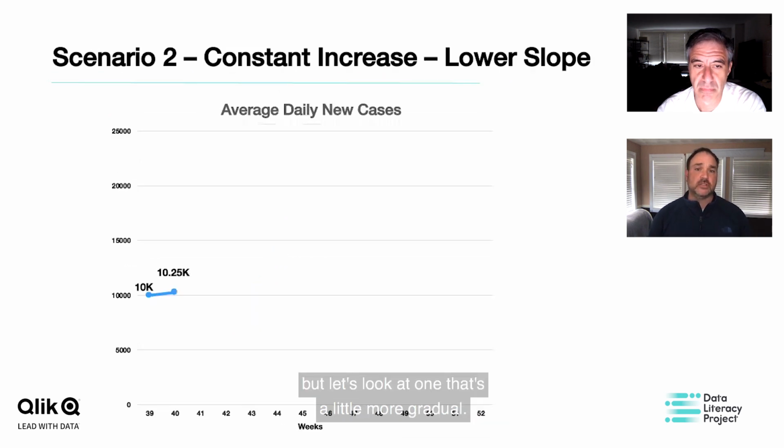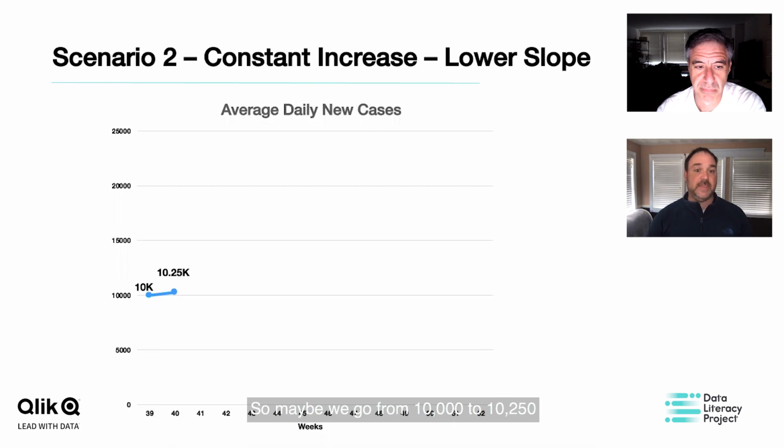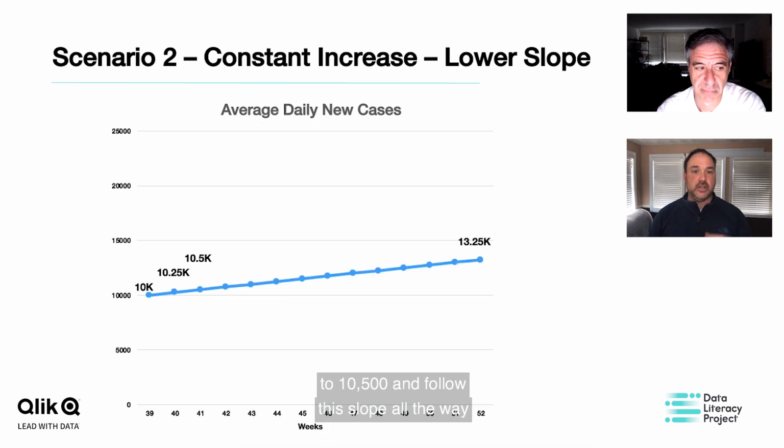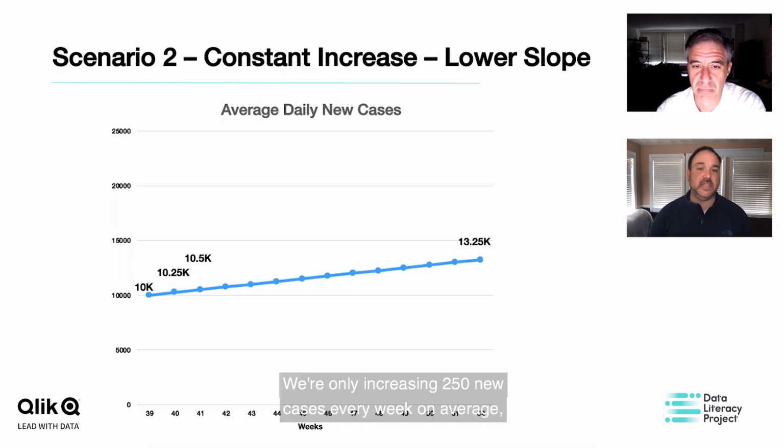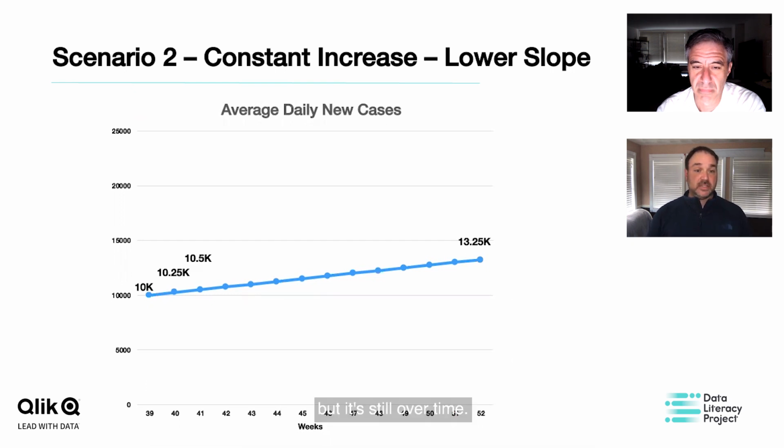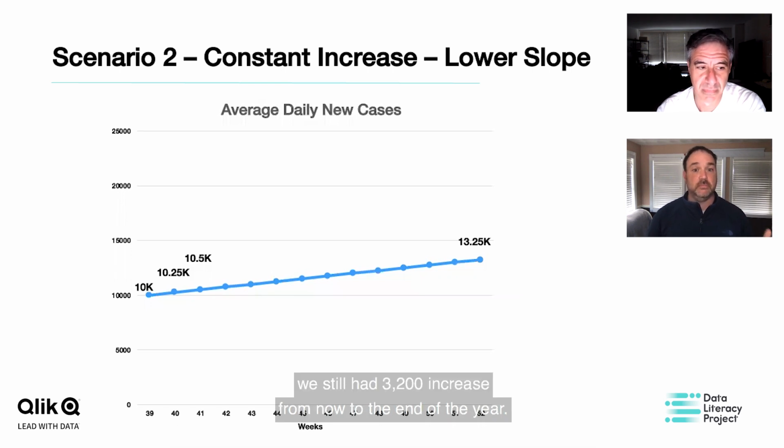But let's look at one that's a little more gradual. So maybe we go from 10,000 to 10,250 to 10,500 and follow this slope all the way to the end of the year. We're only increasing 250 new cases every week on average. But it's still over time, to your point of time periods, we've still had a 3,200 increase from now to the end of the year. So this one's a little bit harder to detect.